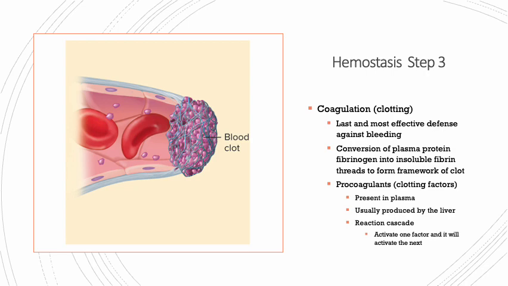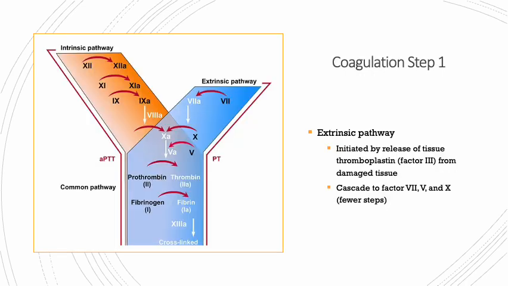You can have them in your plasma, you can have them produced by the liver, and then they are also released during the reaction cascade when an injury is present. So fibrinogen converts to fibrin if the clotting factors are present. And we'll talk about those clotting factors in just a second. Where do these clotting factors come from? There are two different ways. You can have an extrinsic or an intrinsic pathway.